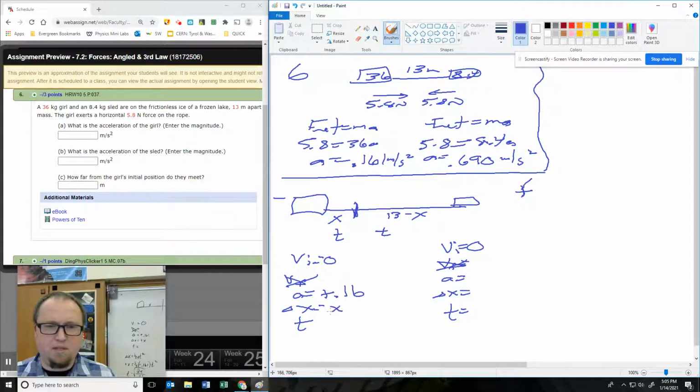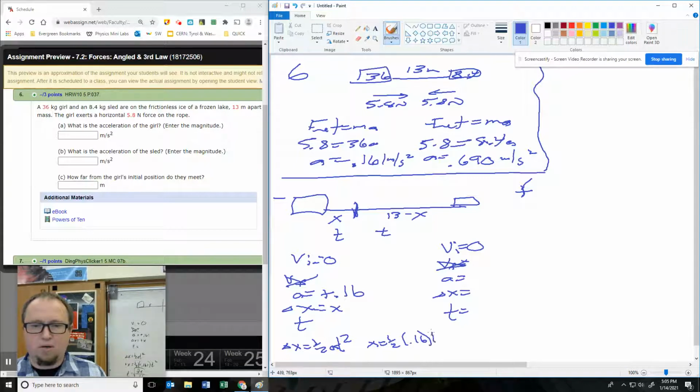The displacement that the girl's going to go is positive x. Now, if we were to, where is my pen? If we were to solve this out, I have delta x equals 1/2 at squared, my last equation. I end up with x equals 1/2 times 0.16 times t squared. Okay.